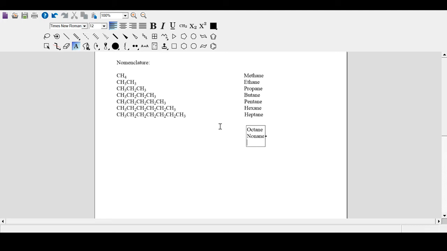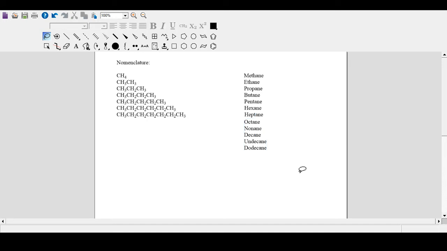Octane, nonane, which is 9 carbons, decane, which is 10 carbons. Decade is 10 years, decane is 10 carbons. So that prefix kind of makes sense again. And then 11 carbons is undecane, un meaning 1, uno, for example, decane meaning 10, so 1 and 10 is 11. Dodecane, and that's the extent of the ones that I make you guys learn. So I have you learn carbons 1 through 12, okay?